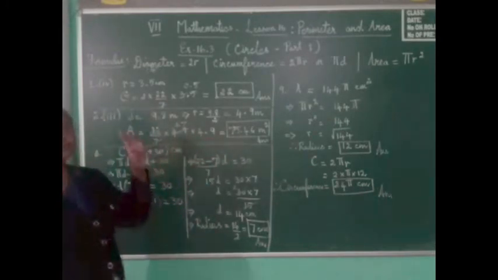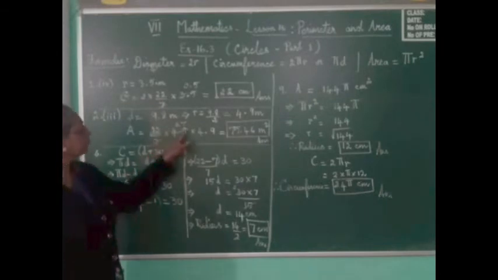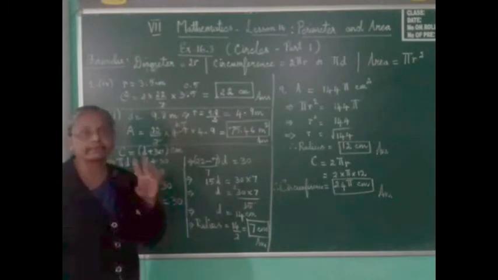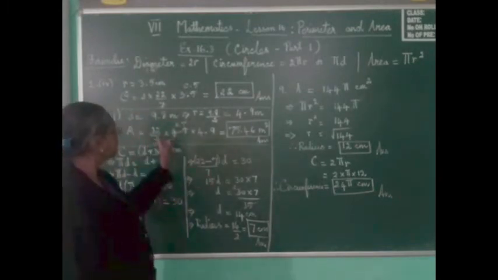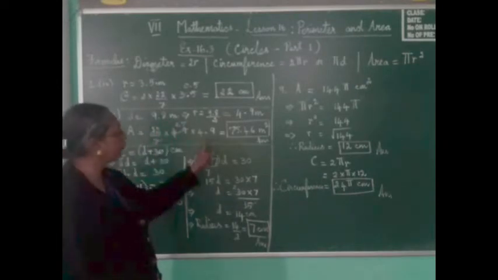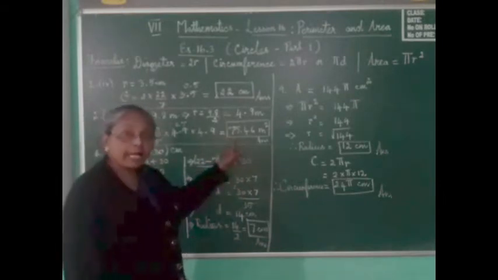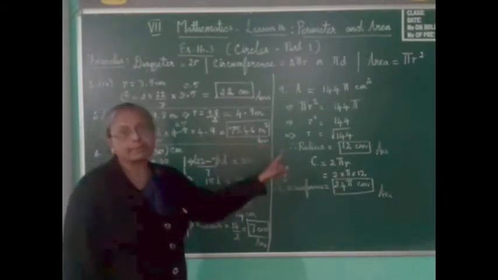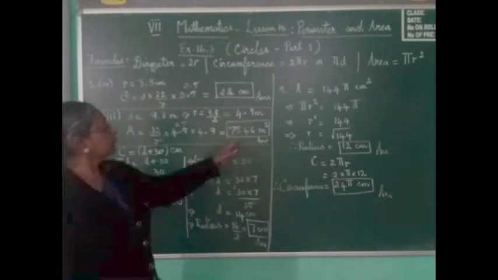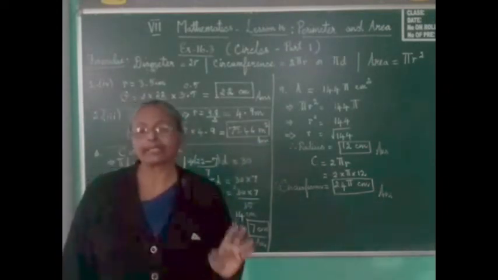Multiply 4.9 twice, 4.9 into 4.9. So 4.9 we can cut with 7. It becomes 0.7 because 49 goes 7 times. And then afterwards we multiply. When we multiply 22 and 0.7 and 4.9, you can multiply and see that it will be 75.46 meters square. So this will be the area of the circle which we are required to find.